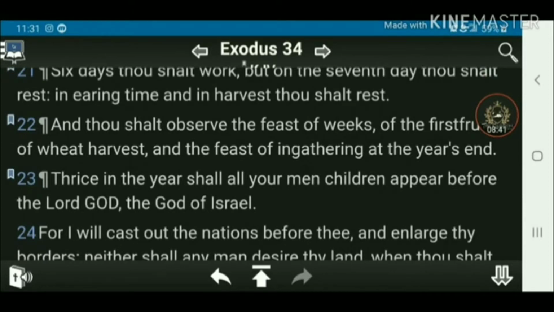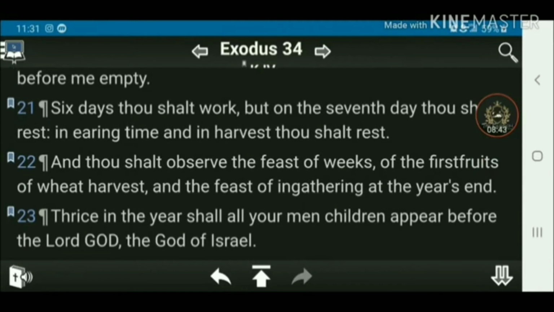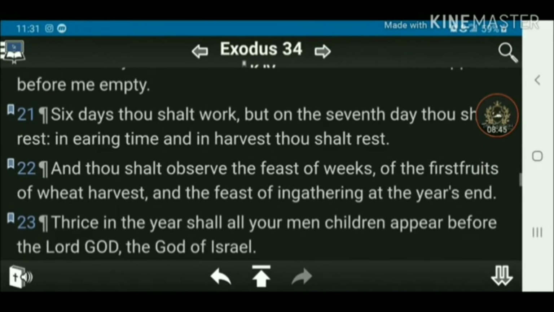So it's 3 times in a year, right? In Pentecost, and actually starting in Passover, and then in Pentecost, or the Feast of Weeks, and then also at the ingathering at the end of the year, which is trumpets, atonement, and tabernacles, right?